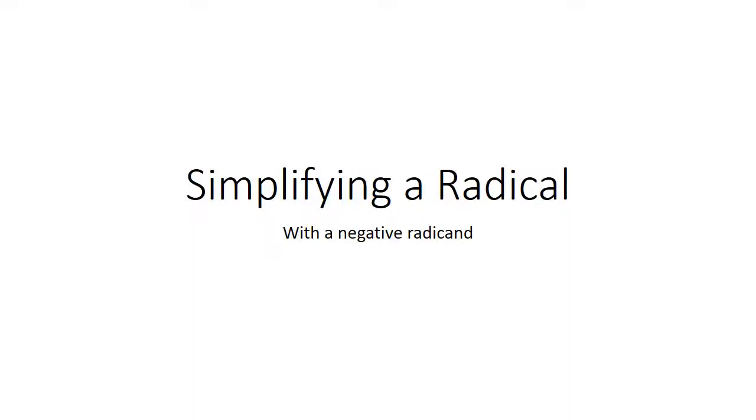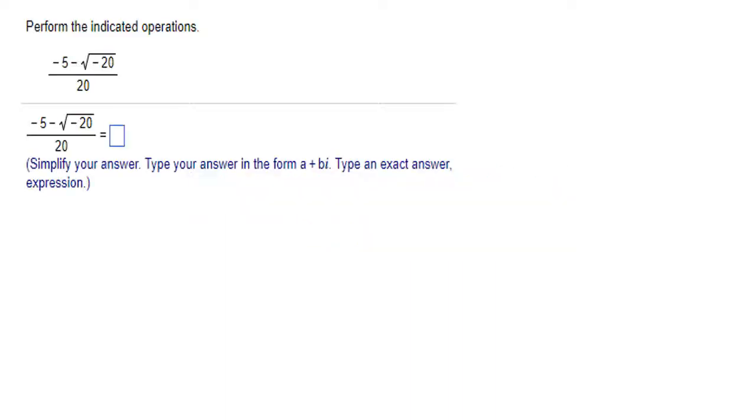Here we'll be simplifying a radical term that has a negative radicand. The problem is negative 5 minus the square root of negative 20, all over 20. We must simplify and write this answer in the a plus bi form, commonly used for complex numbers.